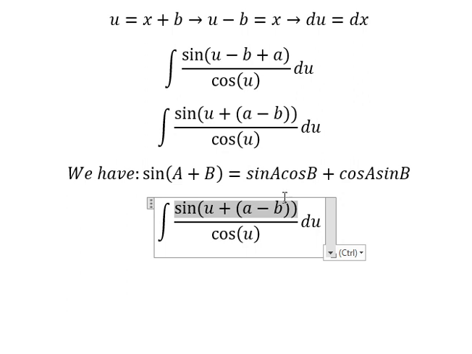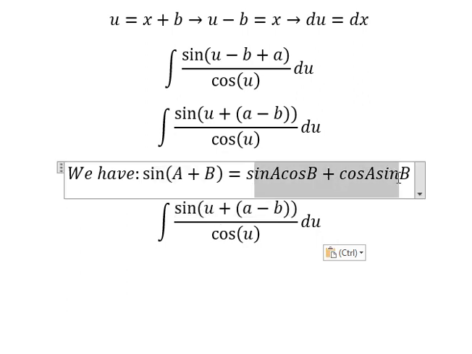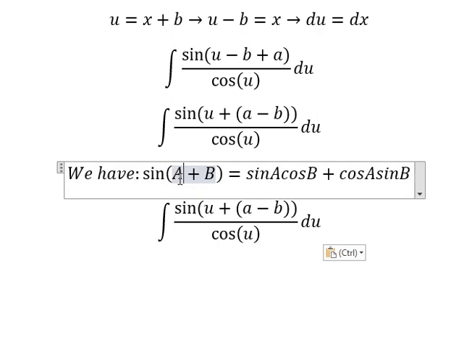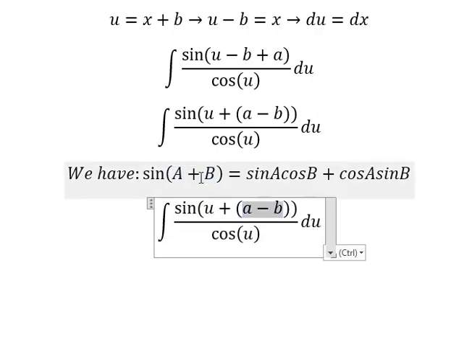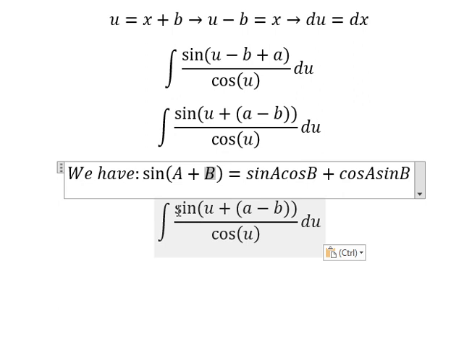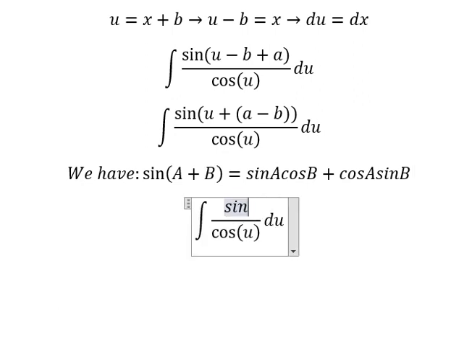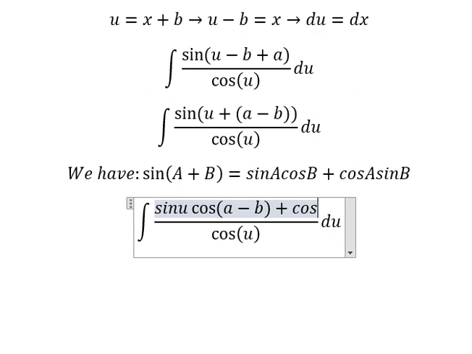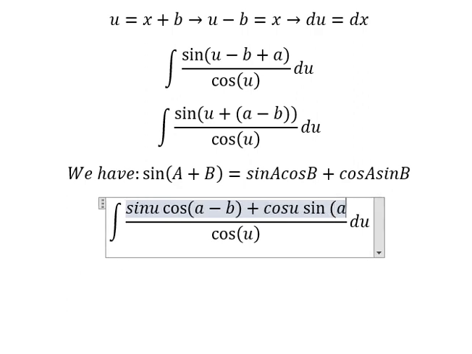So this one we need to transform this one into this one. So u is capital A minus b is capital B. So this one we have sine u cosine of A minus b plus cosine u and sine of A minus b.